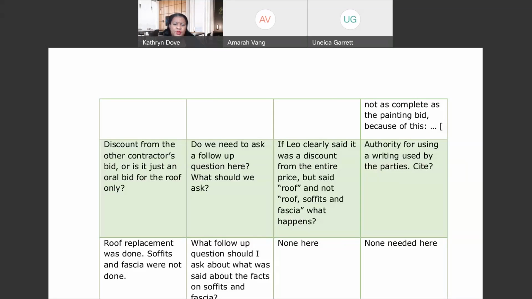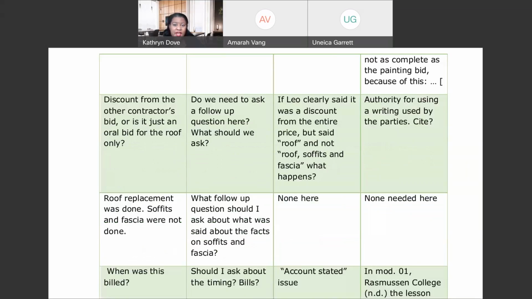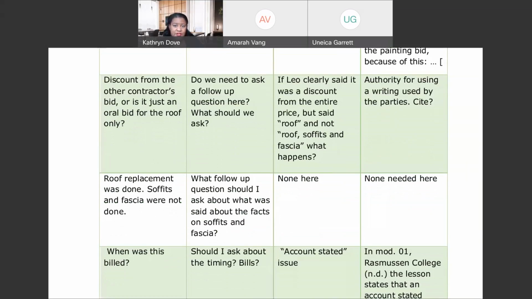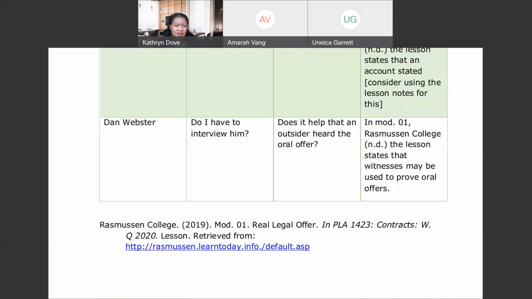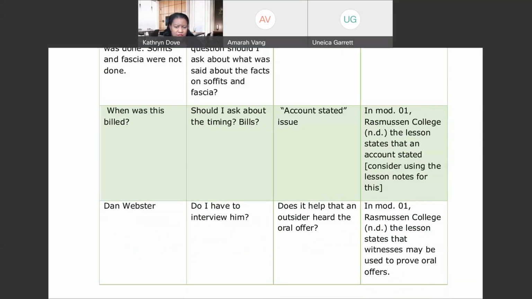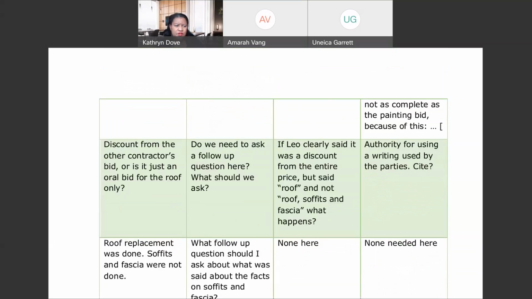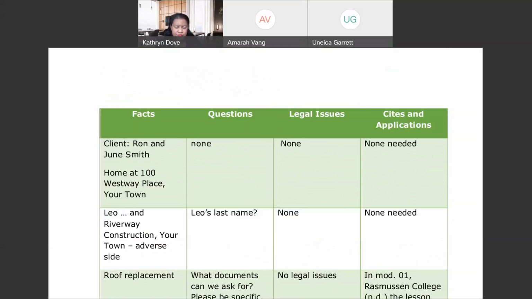Authority for using a writing that the parties have. Is there a case that says we can look at some external document to tell us whether there's been a valid offer or a valid contract? What follow-up questions should I ask? So this is a table to help you organize and analyze what facts you have, what facts you need, what the rules of law are, and what the issues are. So you can use this as a worksheet: facts, questions, legal issues, cites, and your application analysis. Any questions?